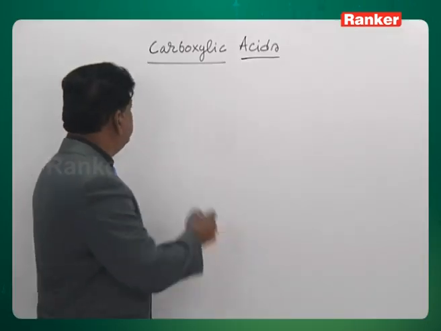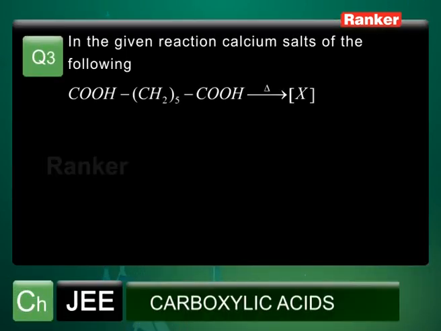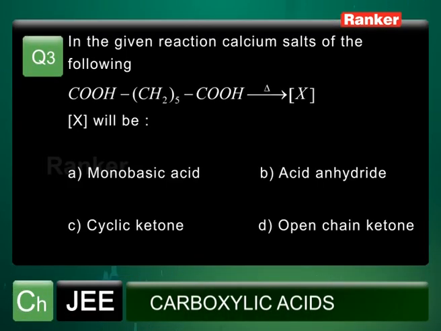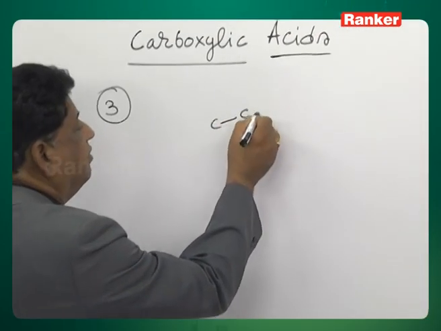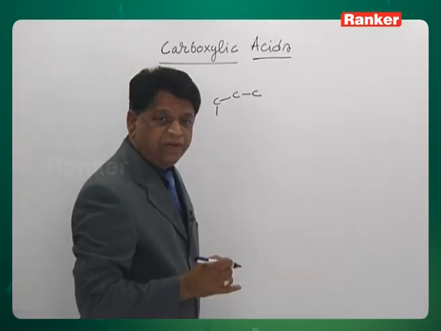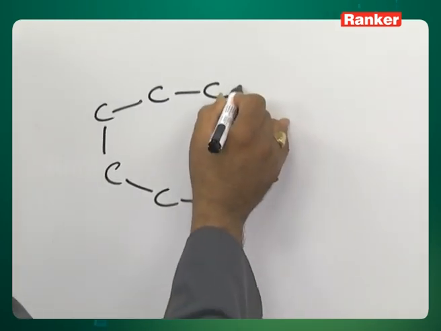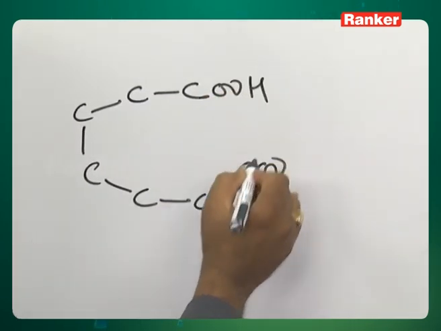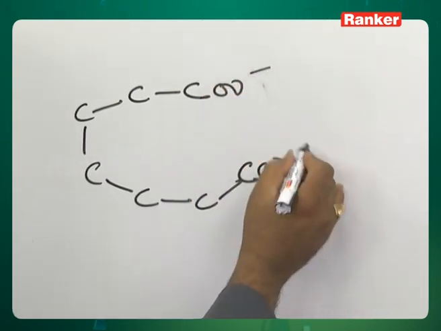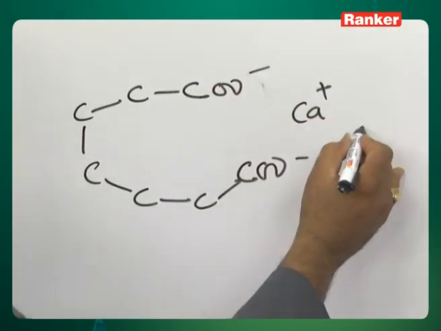So let us go to question number 3. In the given reaction, the calcium salt of a dicarboxylic acid is treated with only heating. This is called pyrolysis. Pyrolysis of the calcium salt undergoes a reaction. We have a conceptual reaction here. For example, how many carbons have we taken? 5 plus 2, 7. So a 7-carbon carboxylic acid in the form of a calcium salt, with calcium plus 2, is taken and heated.